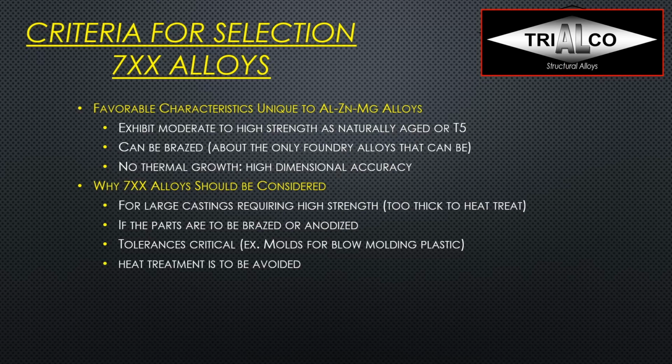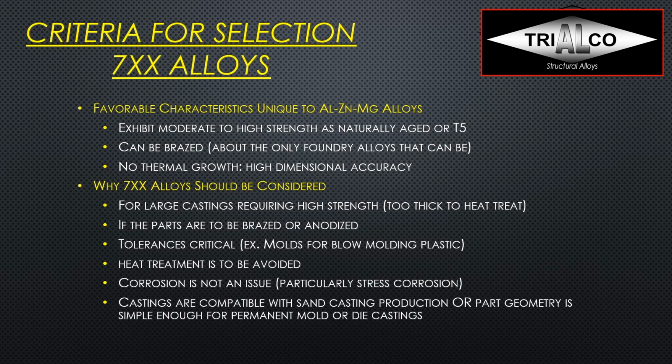Use them if heat treatment must be avoided and corrosion is not an issue, particularly stress corrosion. Because of the zinc, we just learned that magnesium alloys are very corrosion resistant, but if you have aluminum zinc magnesium alloys, corrosion can be an issue. Again, the castings should ideally be compatible with sand casting production, or the geometry should be simple enough for permanent mold or die castings.